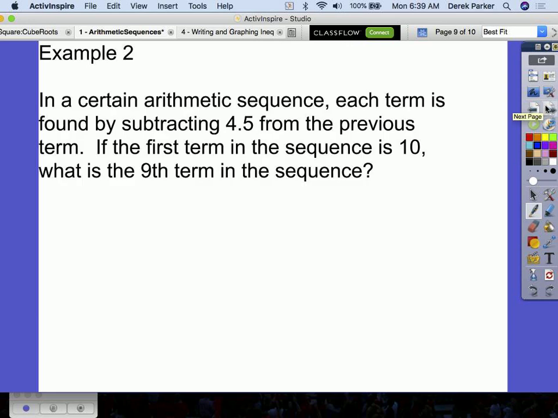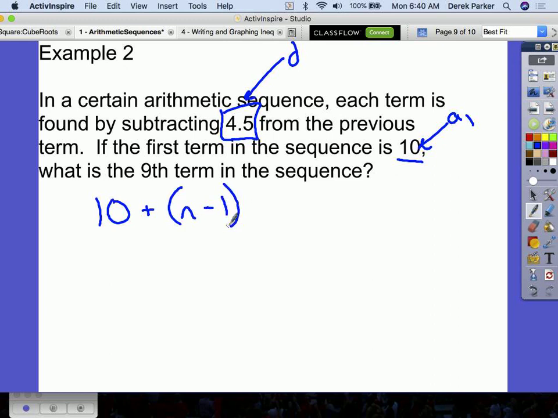In a certain arithmetic sequence, each term is found by subtracting 4.5 from the previous term. Okay, so there's your d right there. If the first term in the sequence is 10, what is the 9th term in the sequence? So my first step is to write the equation. 10 plus n minus 1 times -4.5 because we are subtracting.